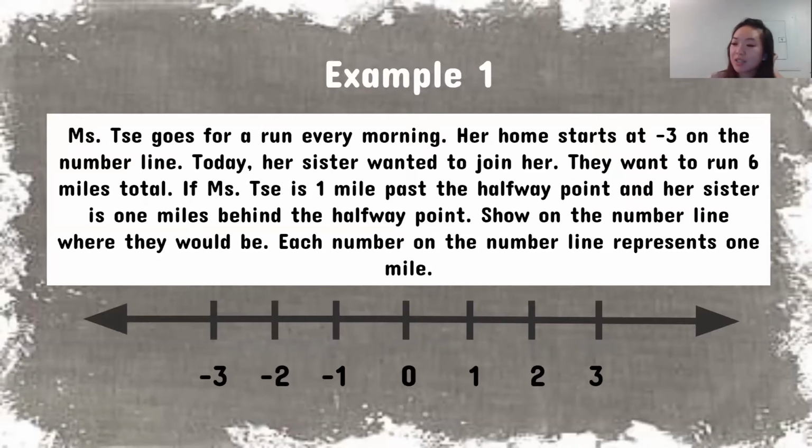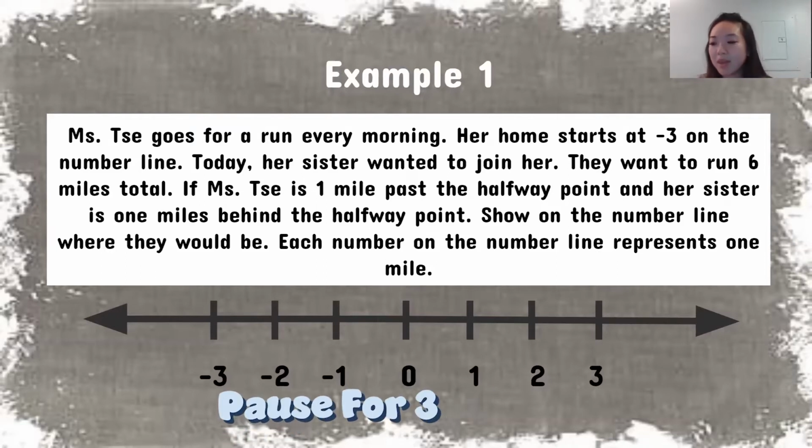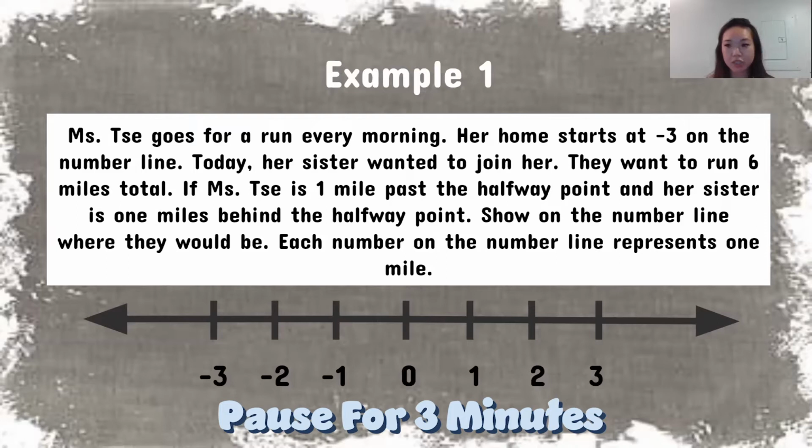It says here that Miss C's house starts at -3 and they want to go 6 miles. From -3 to -2 is 1 mile. From -2 to -1 is 2 miles. From -1 to 0 is 3 miles, and so on. So I have the number line here for you from -3 to +3, because that's going to be a total of 6 miles. So I gave you a little bit of an explanation on that. I will have you pause here for 3 minutes, and then I'll come back for the answer.